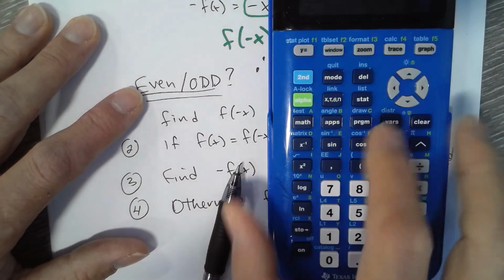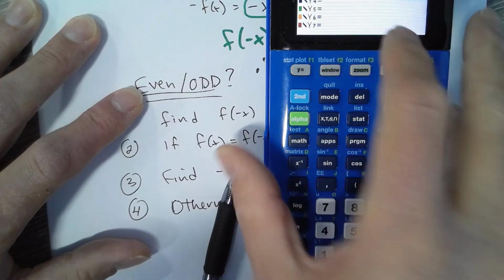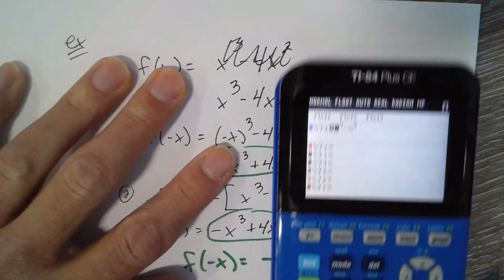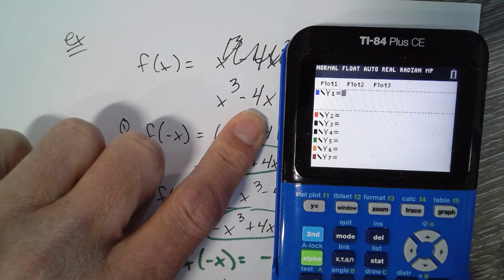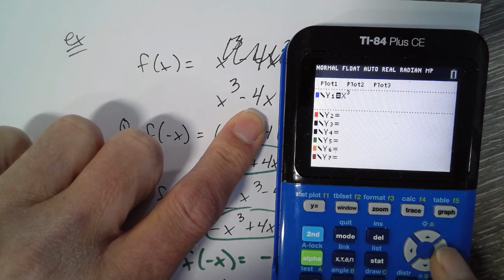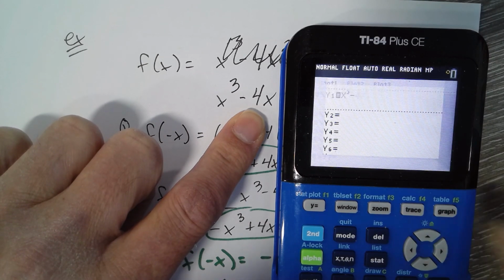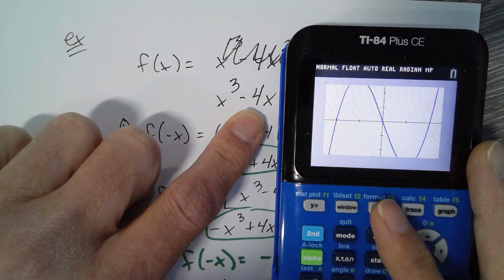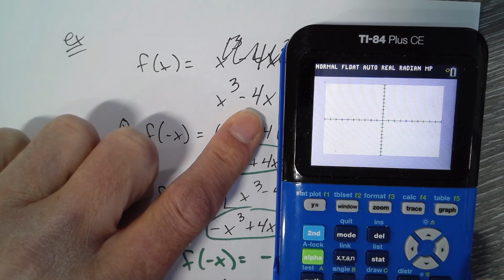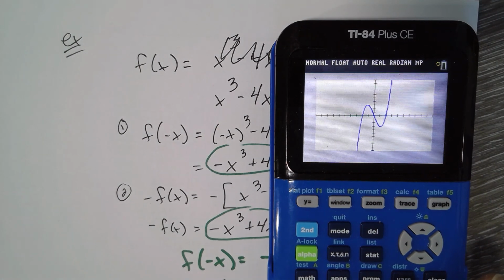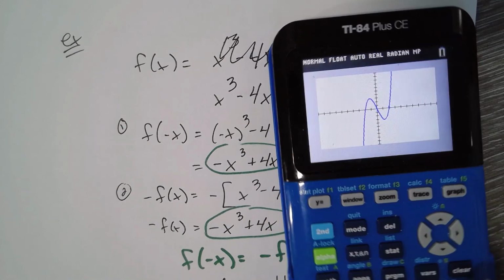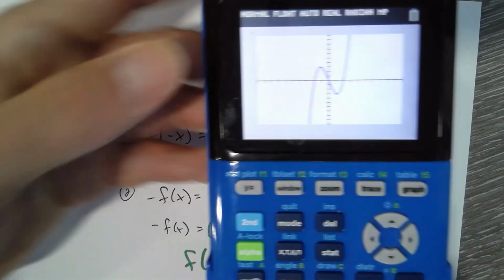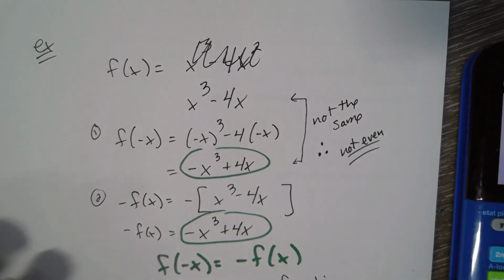I suppose we could check just to confirm what we have here. We had an odd function right up here, x cubed minus 4x. So let's look at what it looks like on our calculator. X to the third minus 4x. We graph it. So that looks a lot like my example earlier. It's the same function upside down. So it's confirmation that this is indeed an odd function.